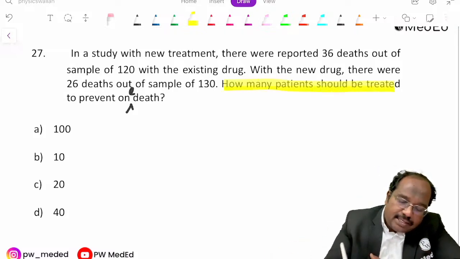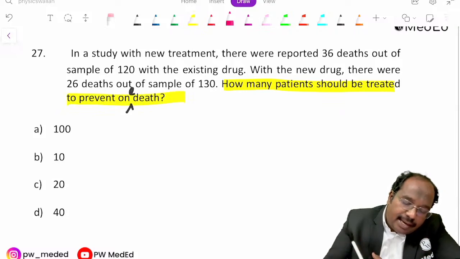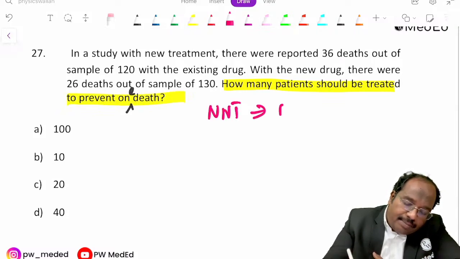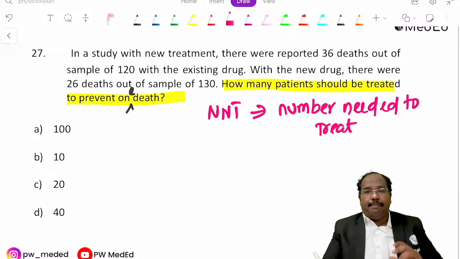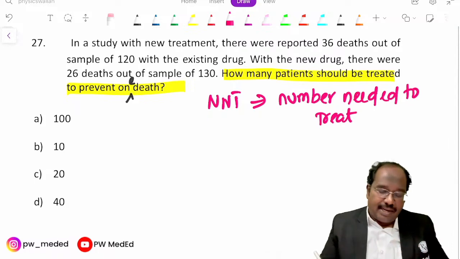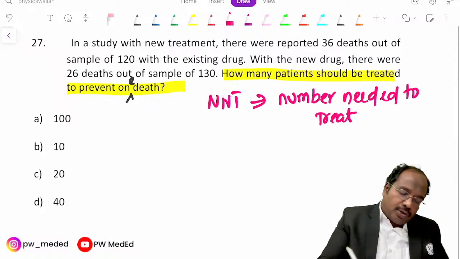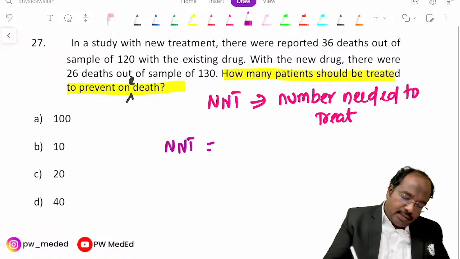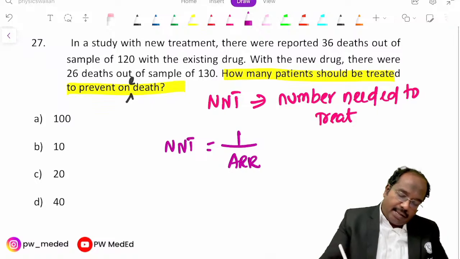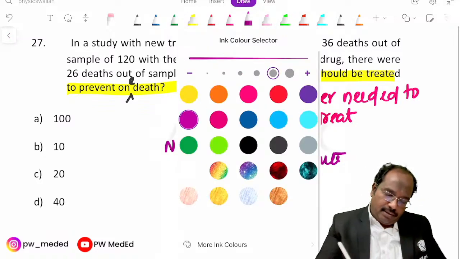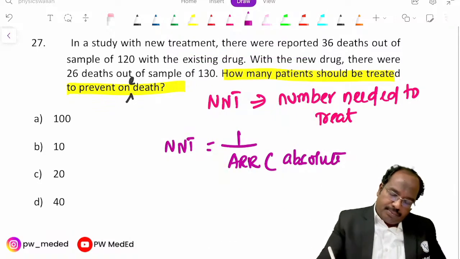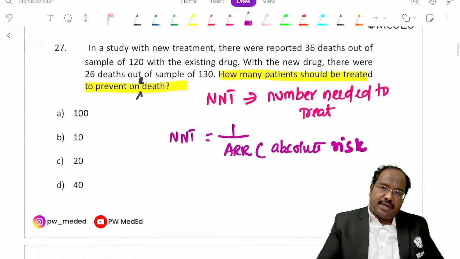What they are asking is a concept called NNT. NNT means number needed to treat. This was asked in a past INI exam question. The NNT formula is 1 by ARR. ARR means absolute risk reduction. Is it not visible? Fine. Absolute risk reduction.